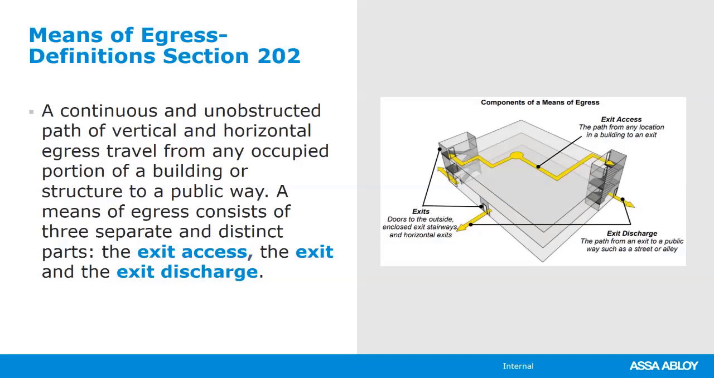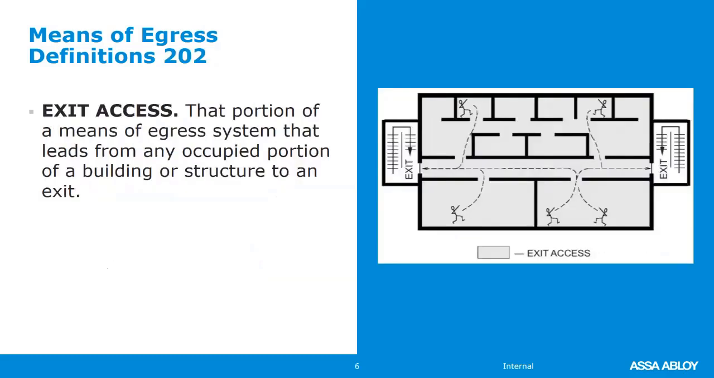Your means of egress consists of three separate, distinct parts: the exit access, the exit, and the exit discharge. The exit access is that portion of a means of egress that leads from any occupied portion of a building or structure to an exit. The area that's shaded in gray is all exit access.